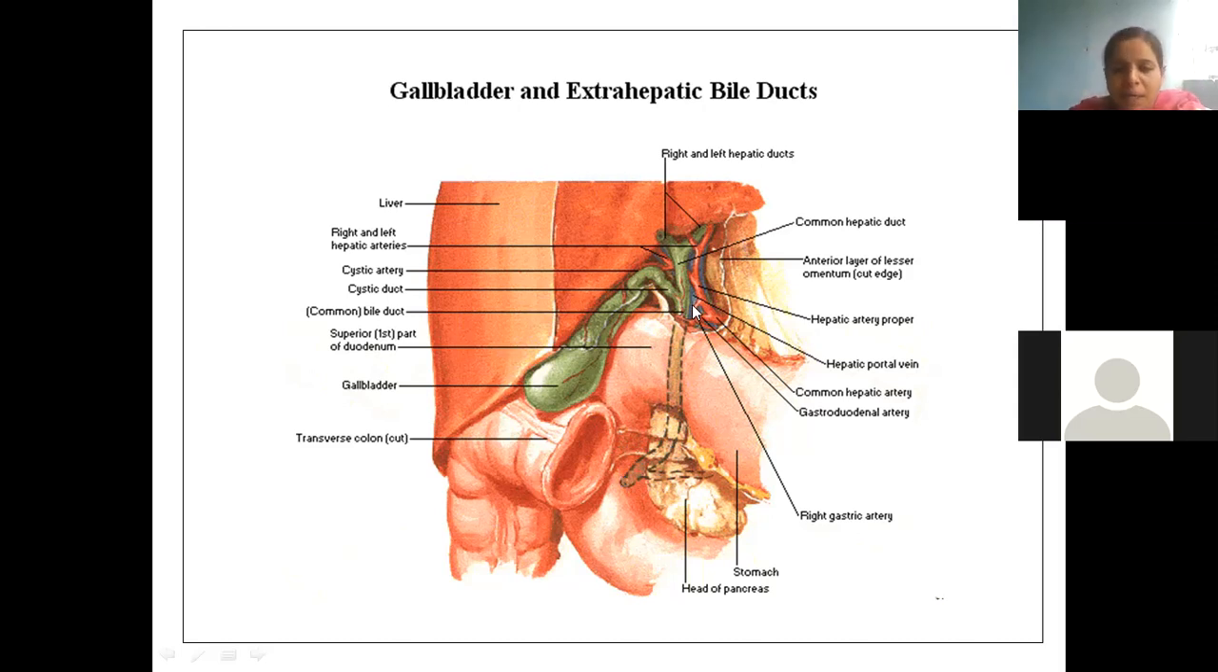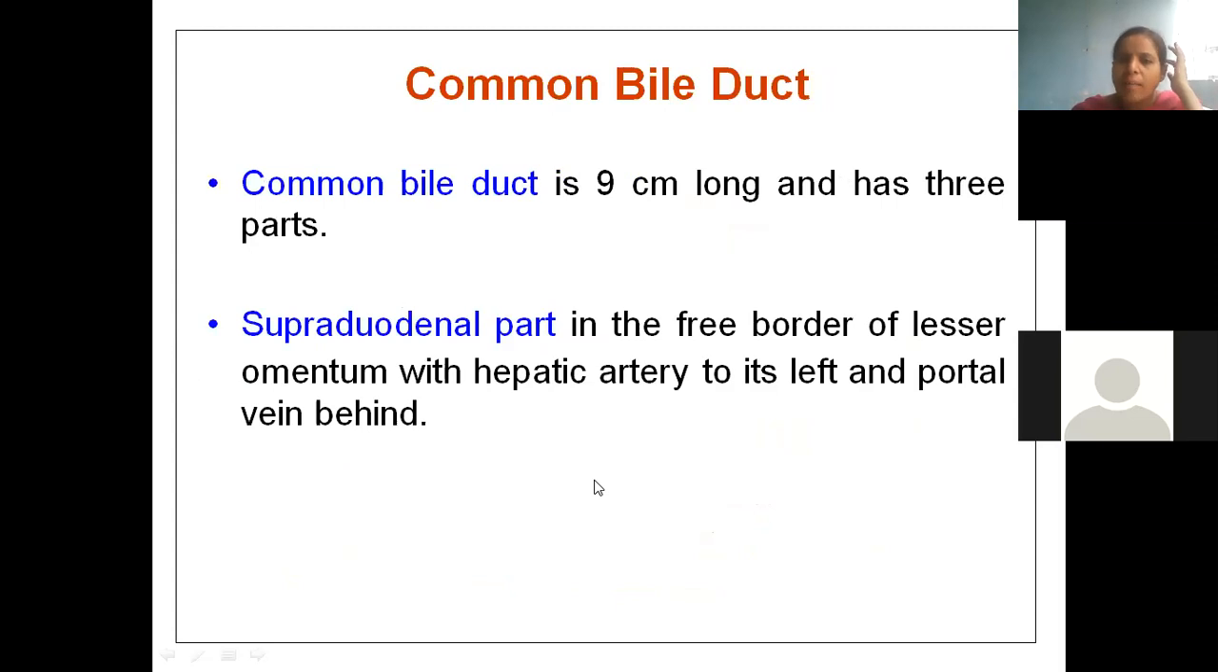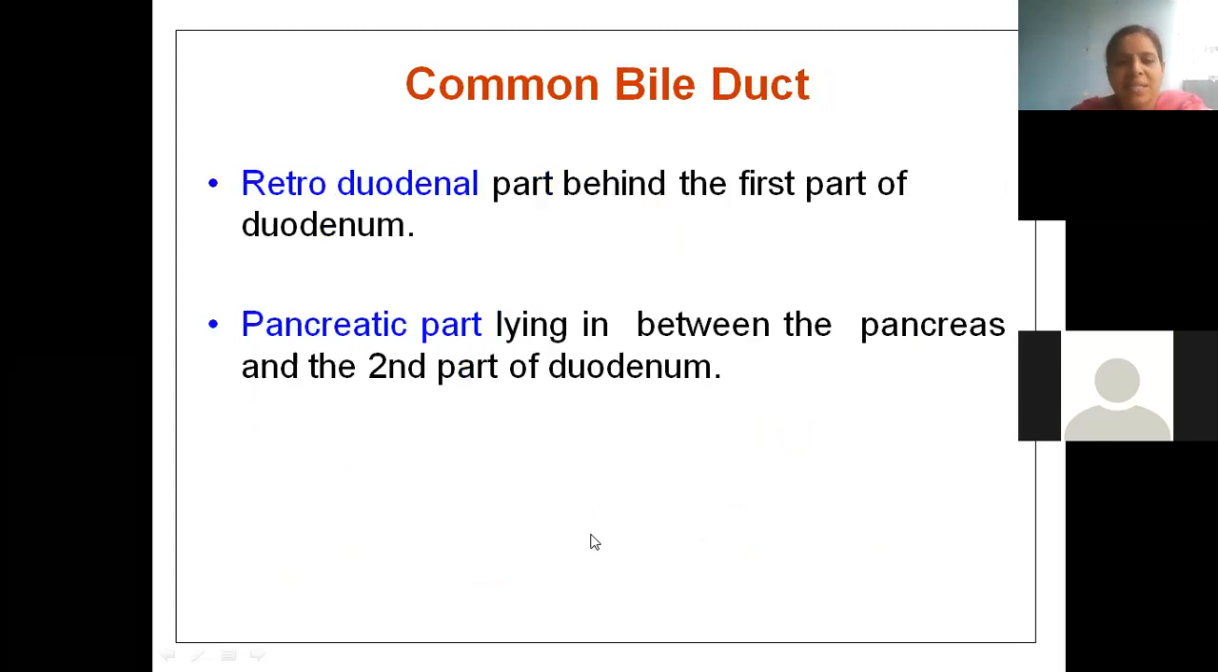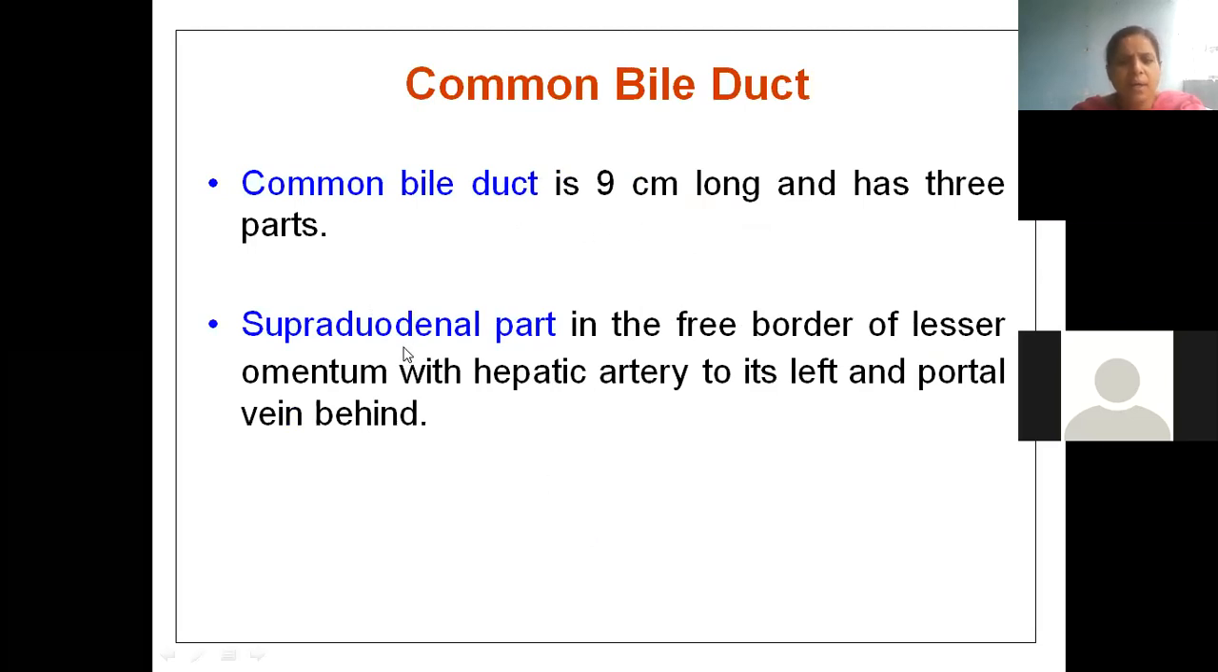I'm repeating the names: supraduodenal part, retroduodenal part, infraduodenal part, and intraduodenal part. These are the names given to the four parts of the common bile duct, which is around 9 centimeters long. The supraduodenal part is seen in the free border of the lesser omentum, where we have the hepatic artery at its left and the portal vein seen behind.